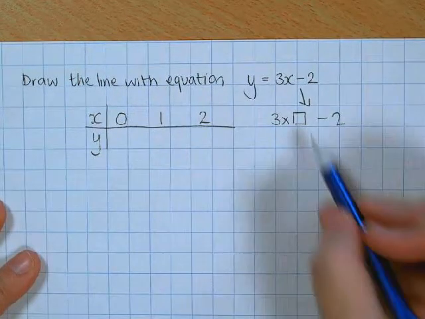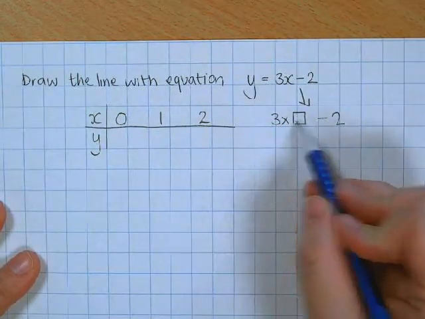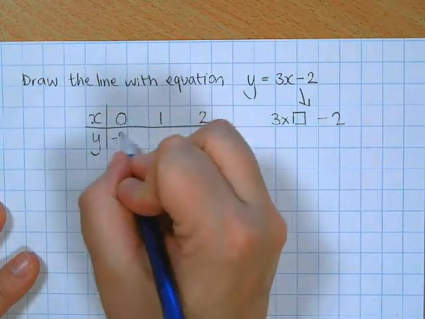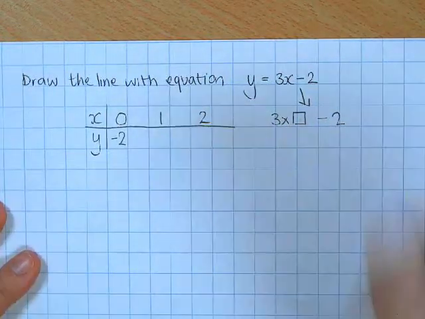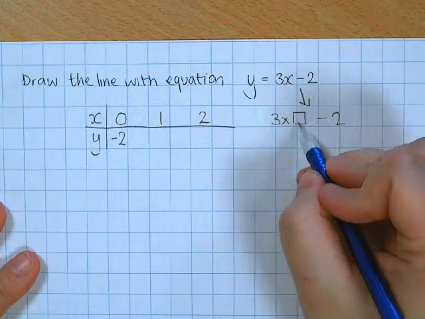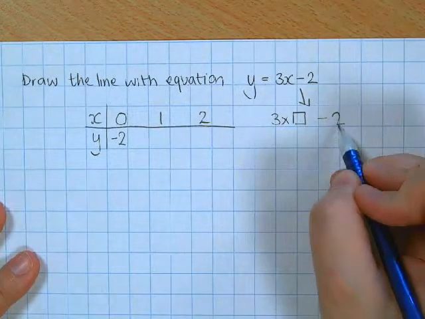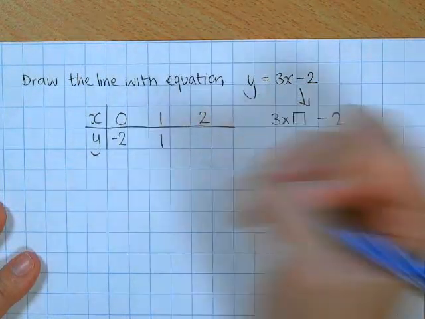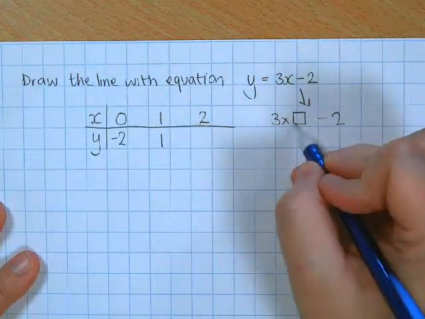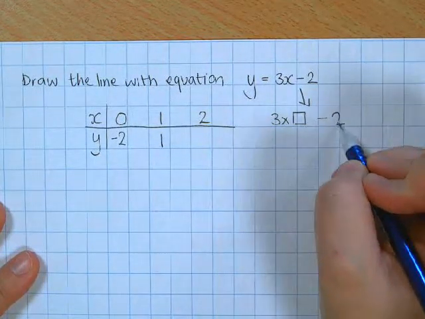So if x was 0, 3 times 0 is still 0, take away 2 is -2. If x was 1, 3 times 1 is 3, and then 3 take away 2 is 1. And if x was 2, 3 times 2 is 6, and then 6 take away 2 is 4.